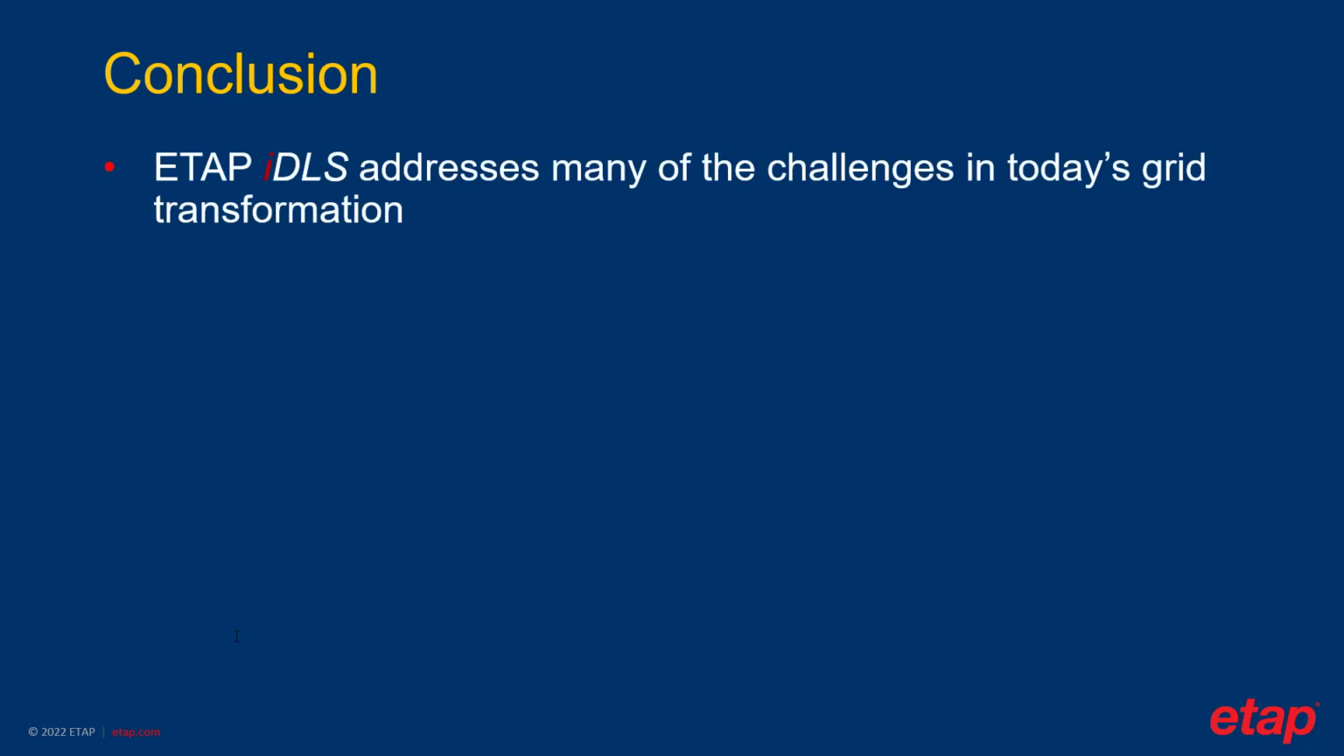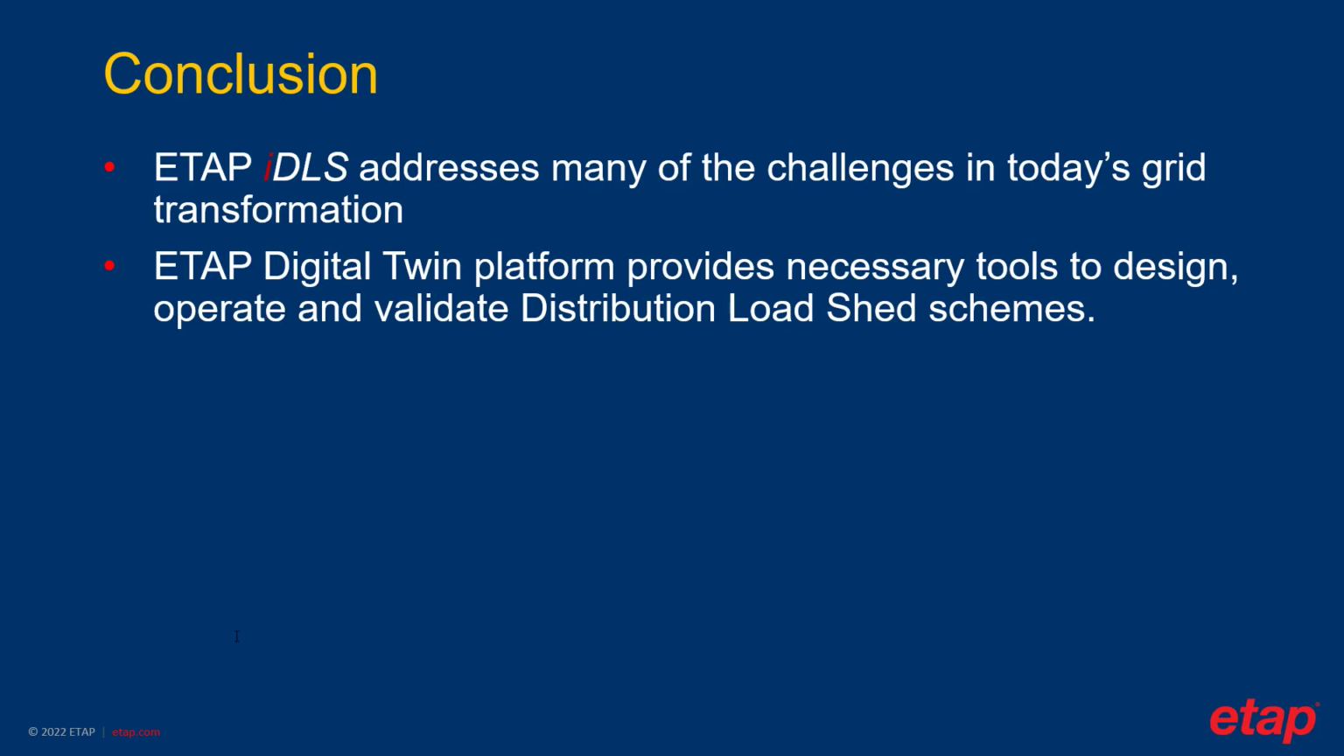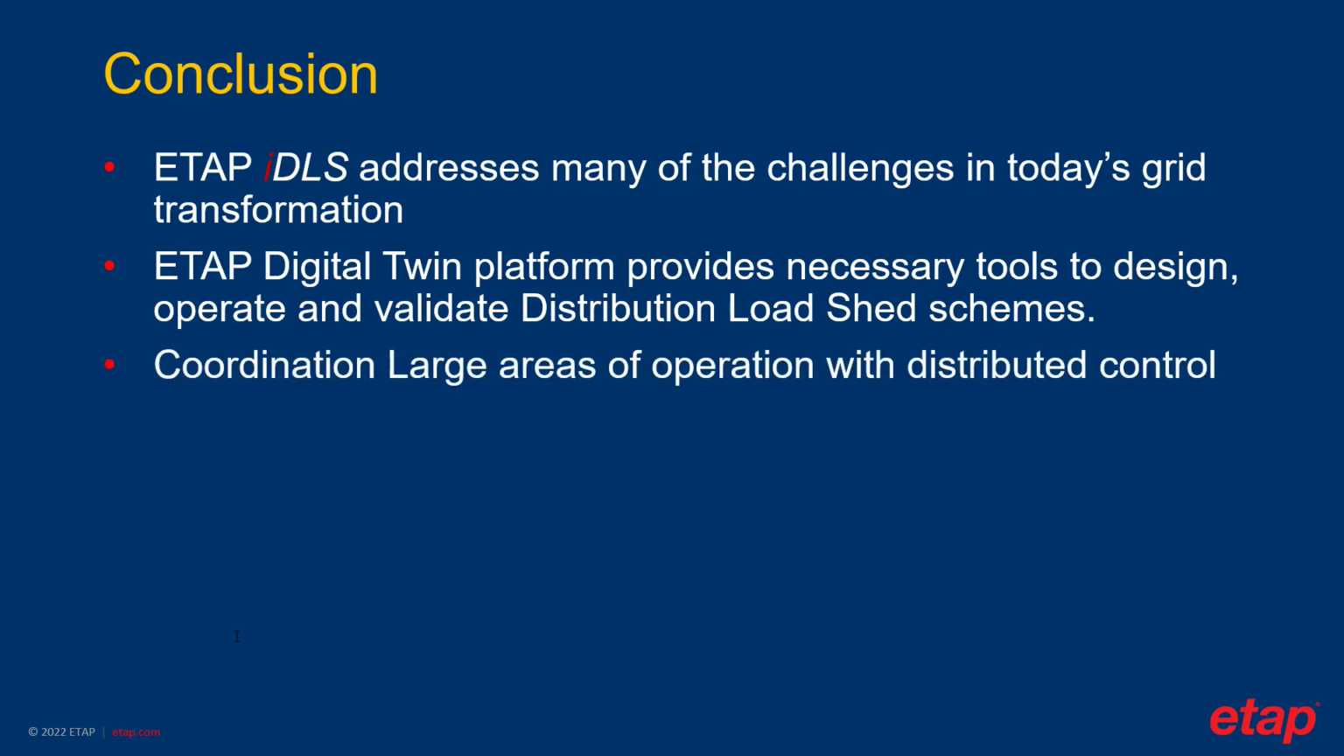In conclusion, today we have shown how ETAP iDLS solution addresses many of the challenges in today's grid transformation, including the requirements for system to consider different types of contingencies and also keeping in check with reliability indices with minimum impact. The ETAP Digital Twin platform provides a full-scale solution to design, operate, and validate distribution load shedding schemes. This solution is capable of being implemented over large areas of operation with distributed control. And finally, as one of the challenges from today's grid, we demonstrated how it can interact with networks that include distributed energy resources, which can affect the load shedding schemes considering their generation reserves and modes of operation.